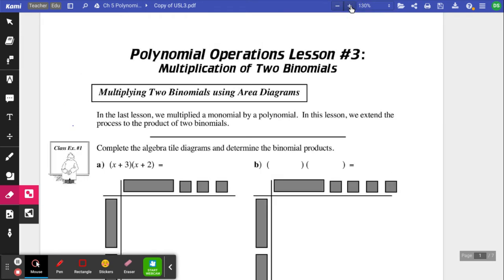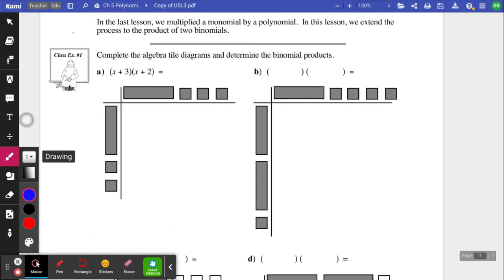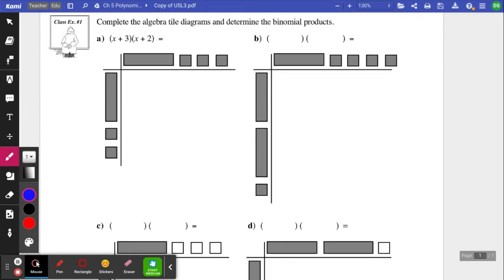Multiplication of 2 binomials. So last class we took one term and multiplied it by a couple, or 3 or 4. Now we're going to do 2 terms times 2 terms. I can show this on these algebra tiles briefly. Do you see how this is x plus 3 up here being multiplied by x plus 2? Does that make sense? So if I told you to fill this out, you understand how to fill this out?